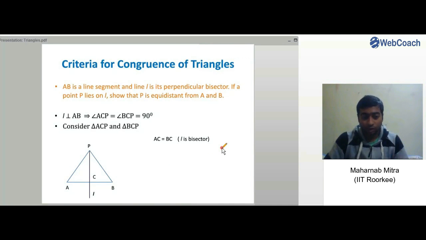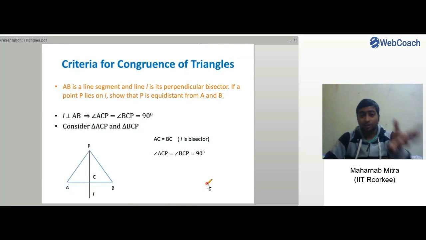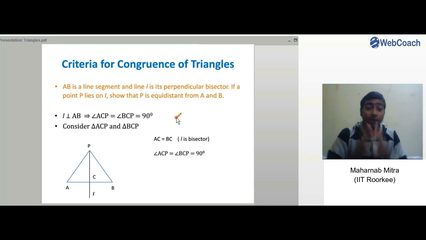From the two triangles we can see AC equals BC, because the line L was a perpendicular bisector and we have taken the bisecting point as C. So AC equals BC, as L is the bisector. Angle ACP equals angle BCP, which is 90 degrees, right? From the condition that line L is a perpendicular bisector, we get that the angle made by line L and AB is 90 degrees.